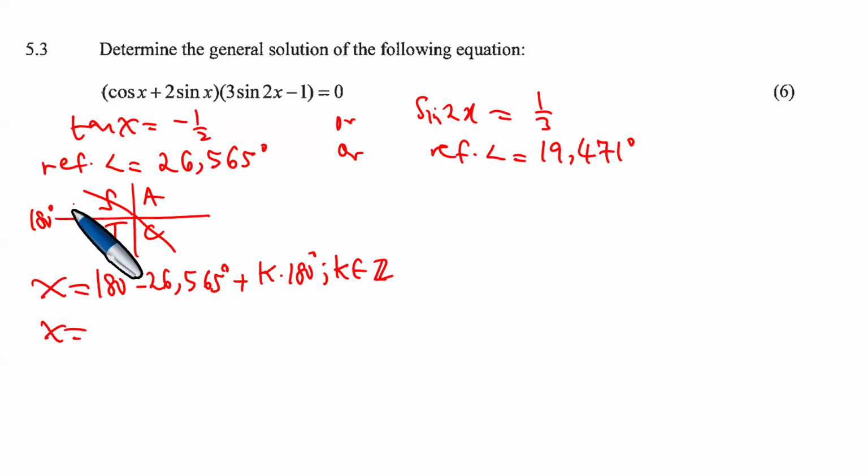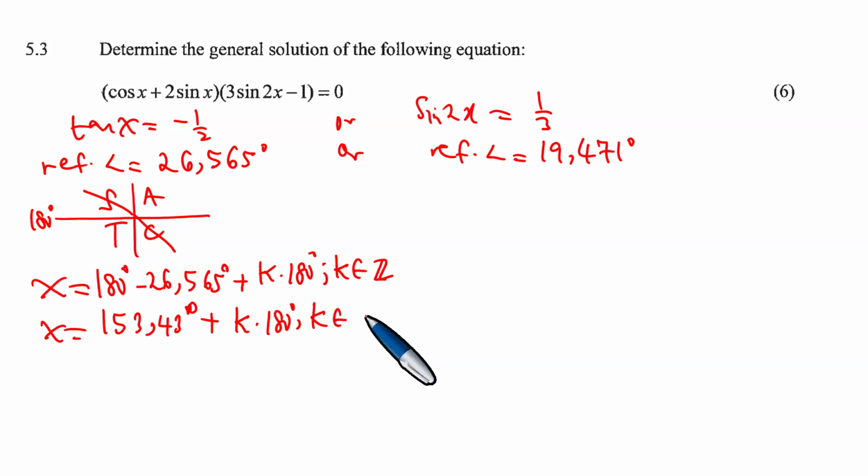And if we say 180 degrees minus 26.565, we're able to get the angle that is required in the second quadrant. Meaning, if we do the subtraction here, we get 153.43 degrees plus exactly k times 180 degrees, where k is an element of the set of integers, like so. Okay, but obviously this is not the only case.